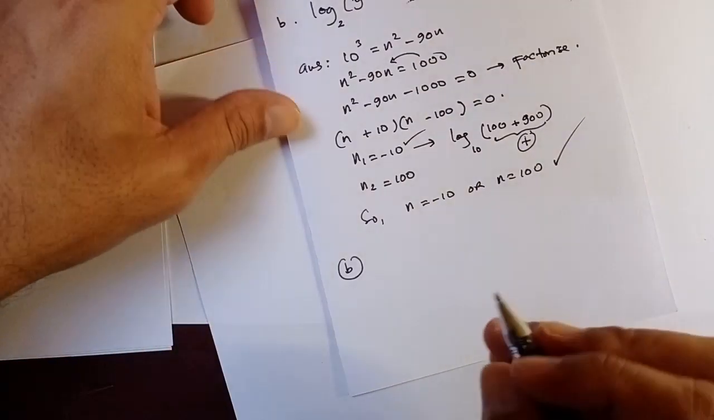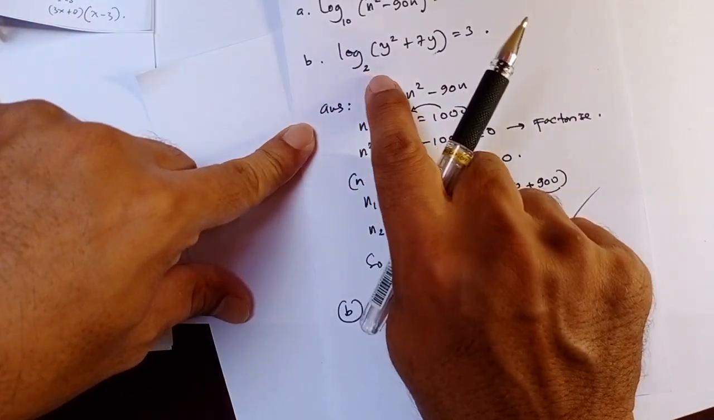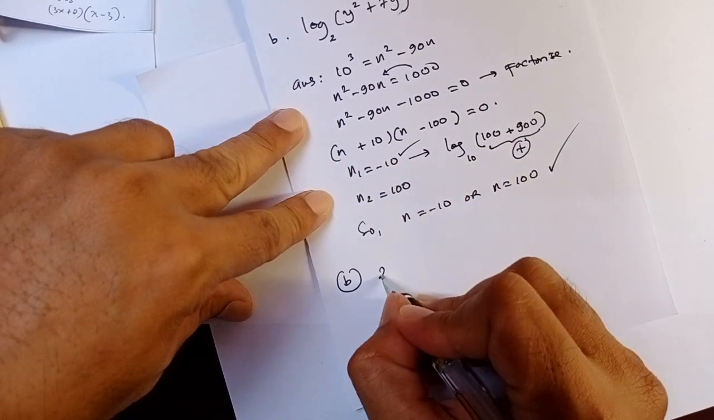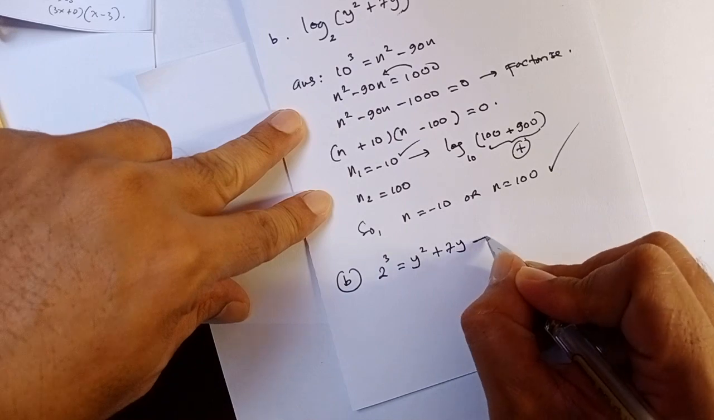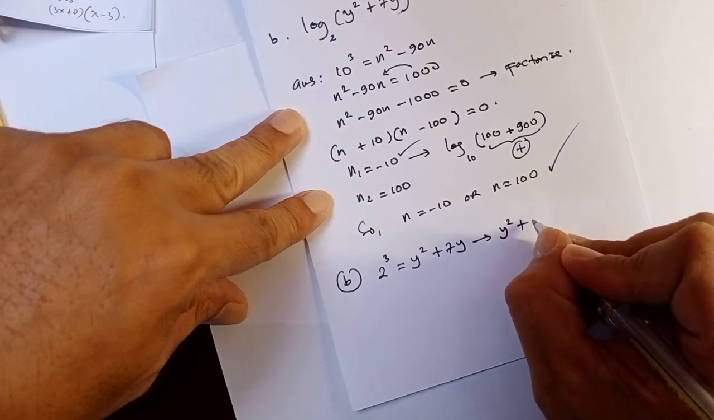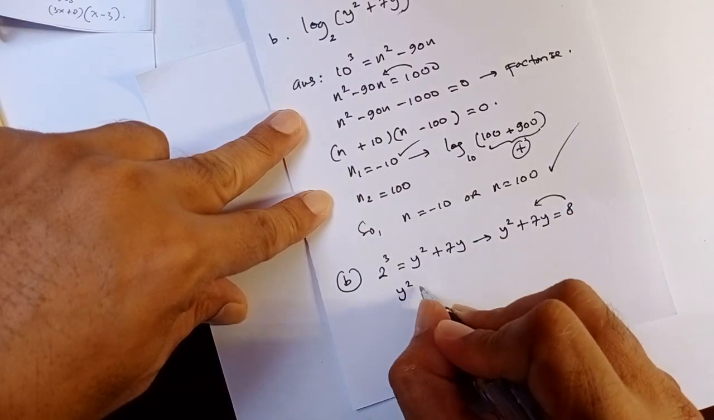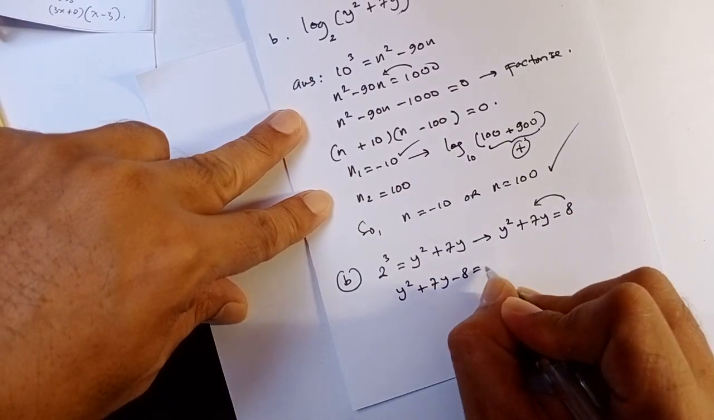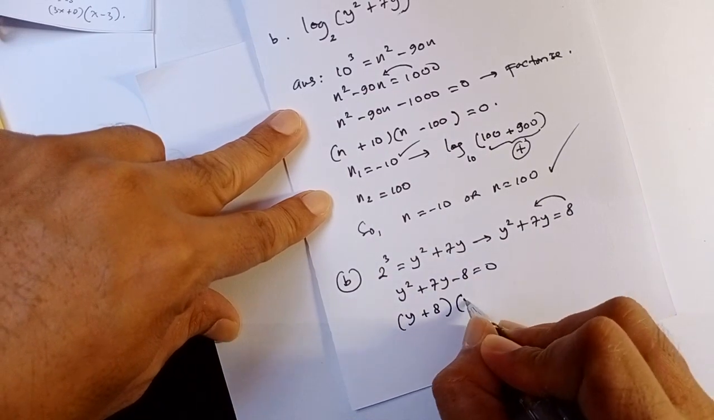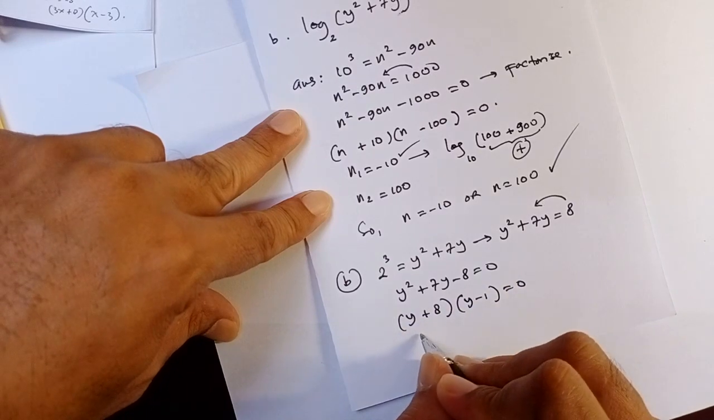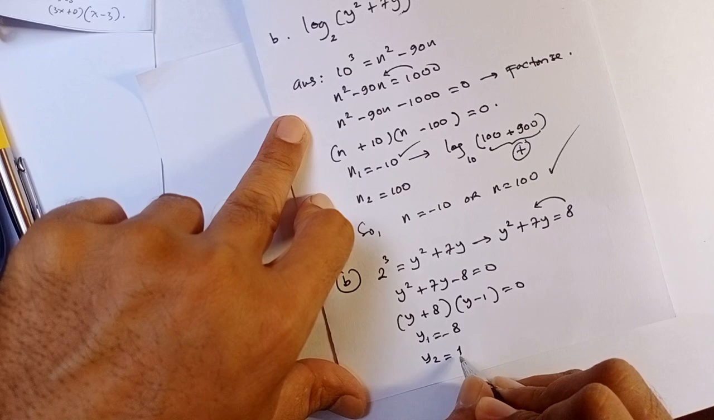And the last question. You can write 2 to the power of 3 equals y squared plus 7 of y. This is written as y squared plus 7y equals x. Bring to the left, y squared plus 7 of y minus x equals 0. After factorizing, y plus x, y minus 1 equals 0. And then y1 equals negative x and y2 equals positive 1.